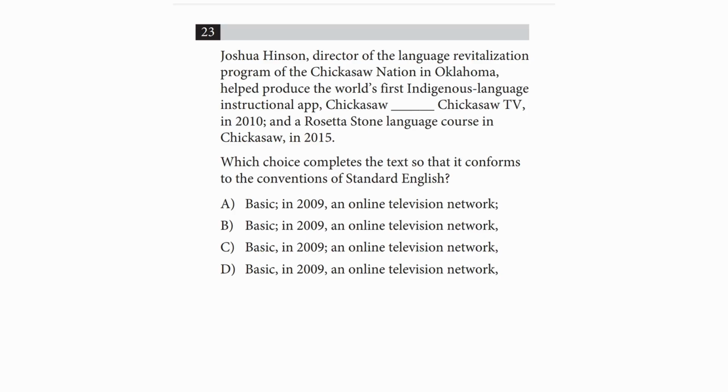Again, we can tell that this is going to be a punctuation question by looking at the answer choices. The punctuation is the only thing that changes. So let's read the sentence and try to break things down. Joshua Hinson, director of the Language Revitalization Program of the Chickasaw Nation in Oklahoma, helped produce the world's first indigenous language instructional app, Chickasaw Basic, in 2009, an online television network, Chickasaw TV, in 2010, and a Rosetta Stone language course in Chickasaw in 2015.